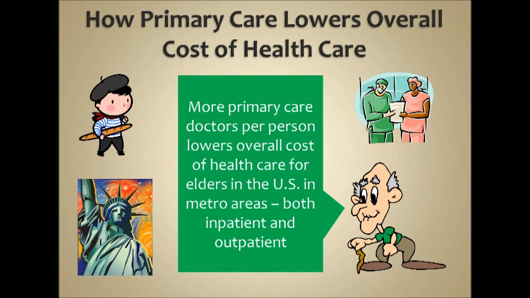So how can primary care lower overall cost of healthcare altogether? Well, let's look at the opinions from 4 different parts of the slide. We have this elder here who says that more primary care doctors per person lowers overall cost of healthcare for elders in the U.S. in metro areas, both inpatient and outpatient. So if our elders in the metro areas, this is a result of research where they did the study in the metro areas, if here in Boston our elders could just go to the primary care doc they need anytime they want, we would quickly reduce the cost in Boston of inpatient and outpatient care.